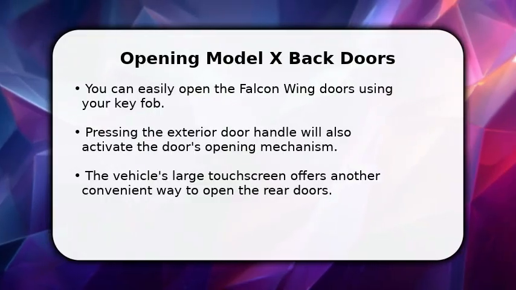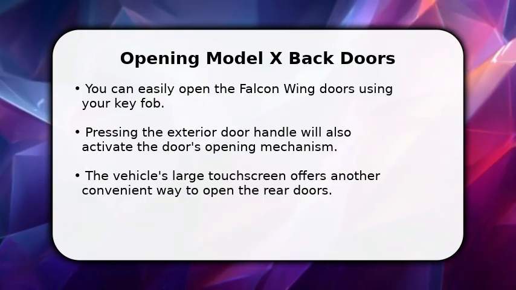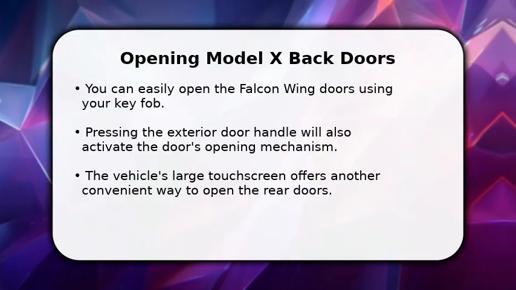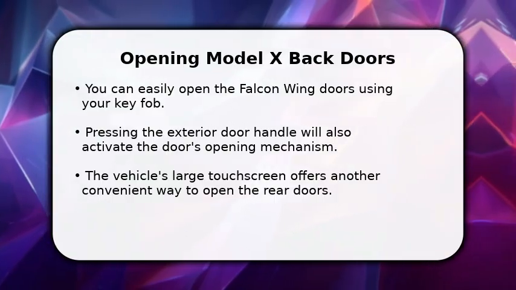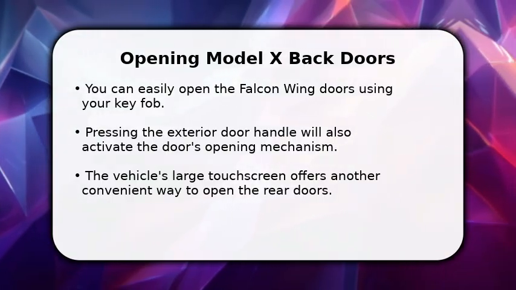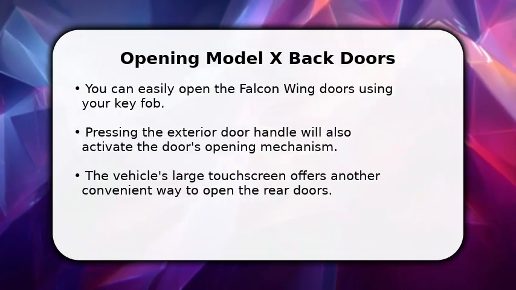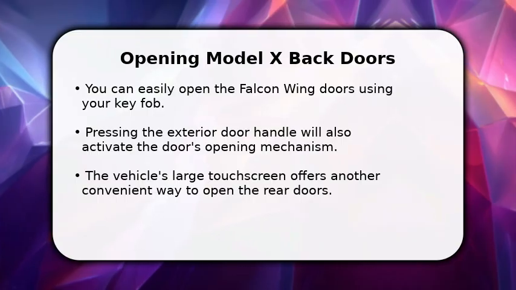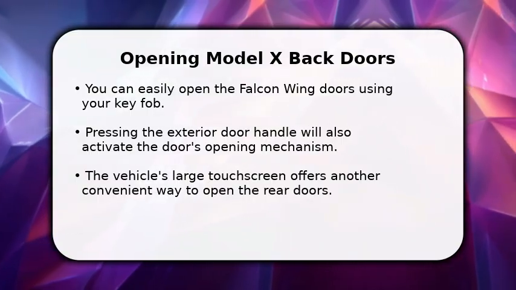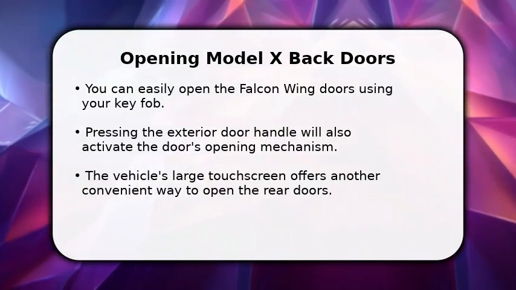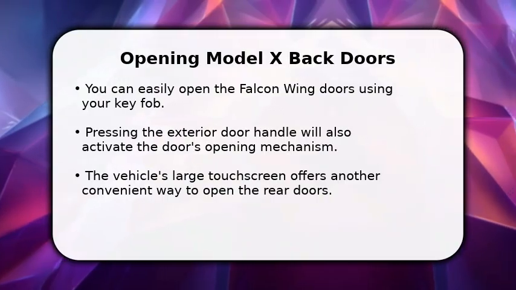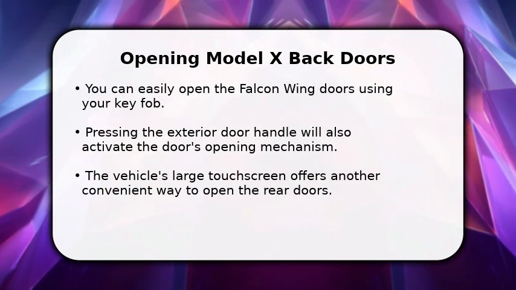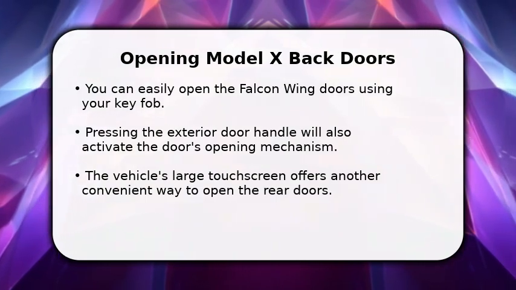In this video, I will explain how to open the Tesla Model X back door. The Model X Falcon wing doors offer several convenient ways to open them. From the outside, the simplest method is to double-click the dedicated button on your key fob, which will automatically open both rear doors. Alternatively, you can simply press the door handle when you are next to it, and it will extend and open for you. These methods provide quick and easy access to the rear cabin.